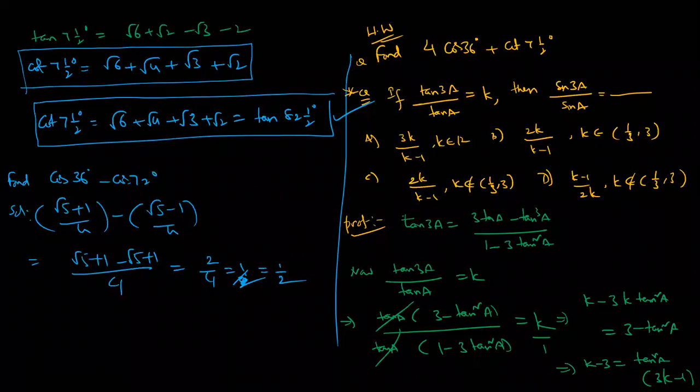What is the next slide? Previous one? K minus 3. Once again, check it. 3K minus 1, yes, correct. K minus 3 is equal to tan square A into how much is coming? 3K minus 1. So therefore tan square A is K minus 3 by 3K minus 1. And one more thing you should understand: K must not be equal to 1 by 3. Why? Because it is undefined, infinite. This one is existing, no problem.